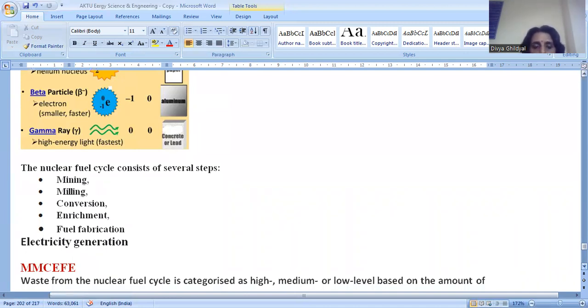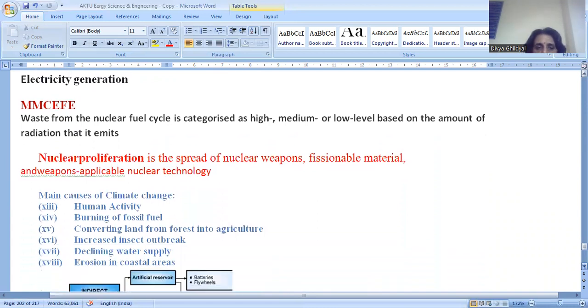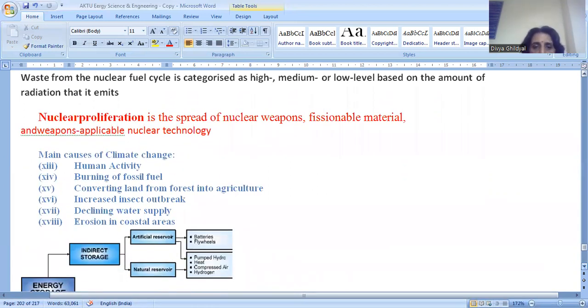Nuclear fuel cycle consists of mining, milling, conversion, enrichment, and fuel fabrication. Nuclear proliferation is the spread of nuclear weapons, fissionable material, and weapons-applicable nuclear technology.